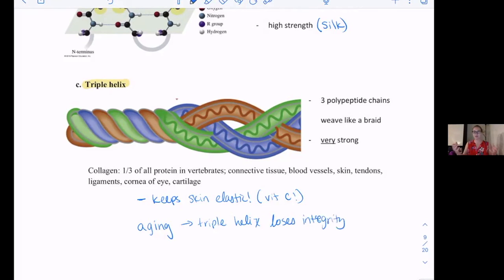If you think about a rope, over time it's just going to get a little bit more frayed. These amino acids, or peptide chains, are going to get damaged just over time, and that's why we see aging in our body.